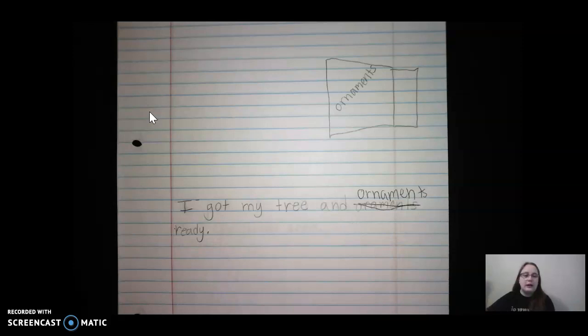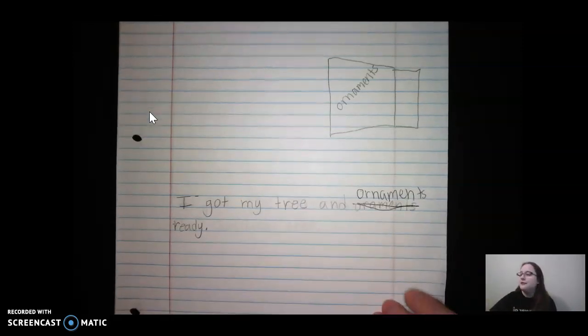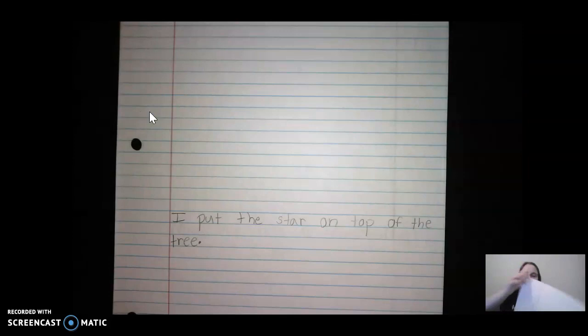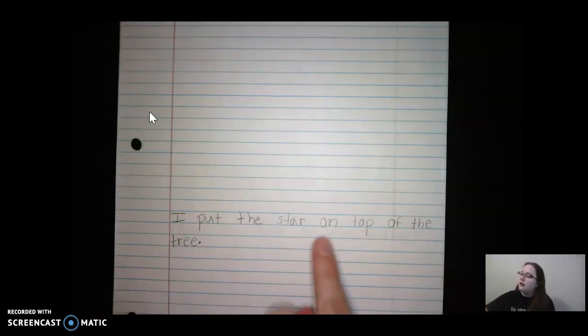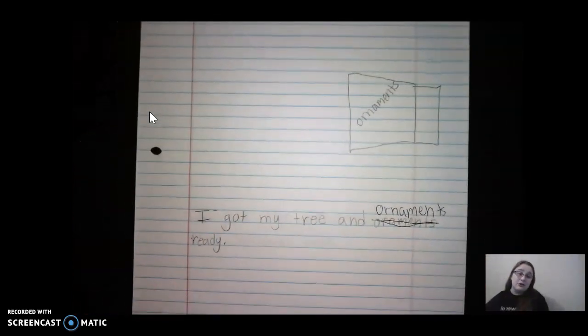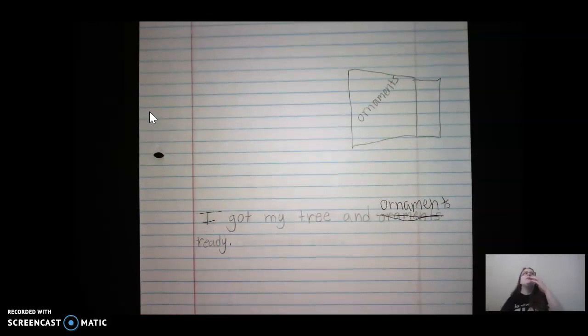I got my tree and ornaments ready. Okay, well, I am the character, so we have our character there. I put the ornaments on the Christmas tree. Okay? I put the star on top of the tree. Okay? Now my tree is finished. Okay, friends. So we had our characters, or our character, which is just me, which is from the I. But friends, you know what I'm realizing? I didn't include a setting. So what I'm going to have to do is go back and add a setting.